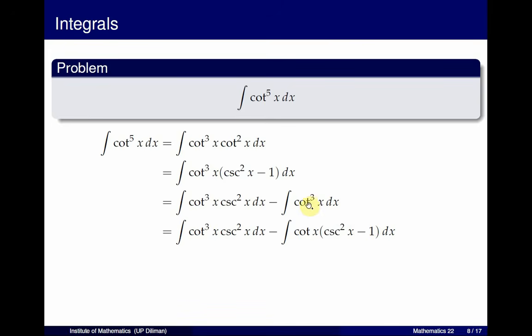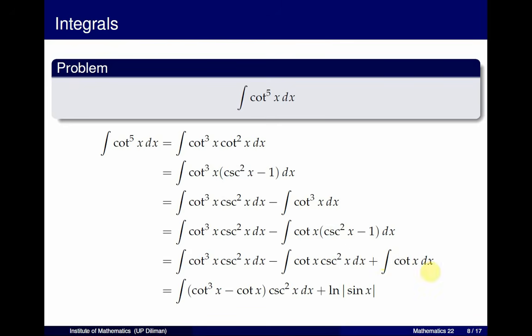And let us again perform the same steps. So distribute the cotangent x over the product and split the integral. So our integral now is the integral of cotangent cube x cosecant squared x dx minus the integral of cotangent x cosecant squared x dx plus the integral of cotangent x dx. Let us just evaluate the integral of cotangent x dx, which is ln of absolute value of sine x. This is just from the formula.